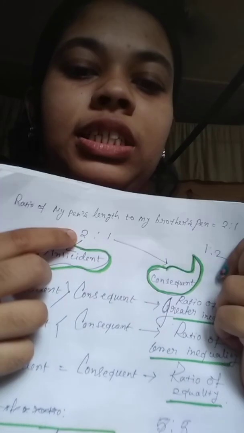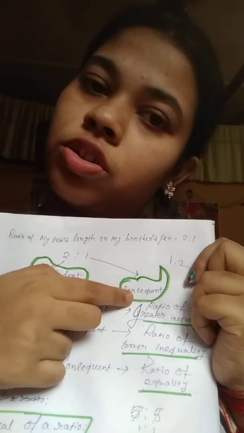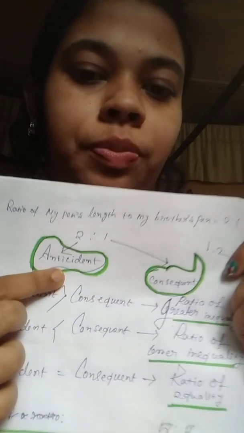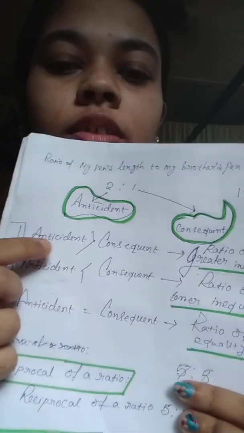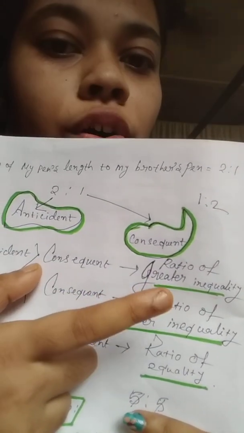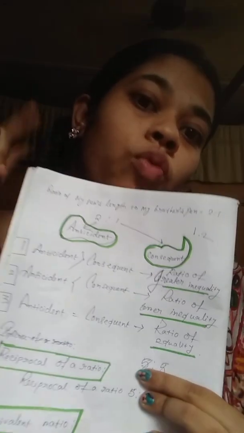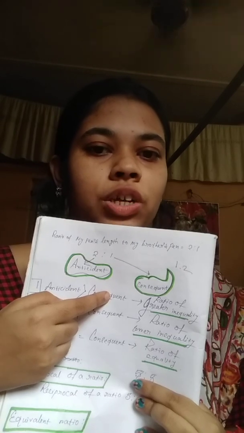Now a ratio has two parts, this first one and second one. The first one is called the antecedent and the second part is called the consequent. On the basis of the values of the antecedent and consequent, we can have some types of ratios. First, when the antecedent is greater than the consequent, this is a ratio of greater inequality. When the first one is greater and the second one is smaller.